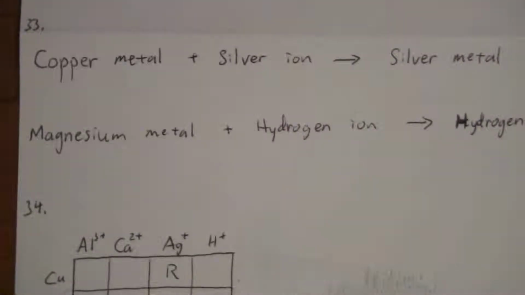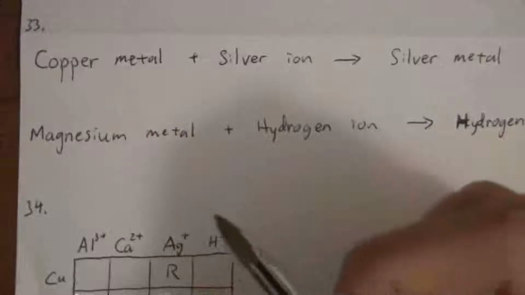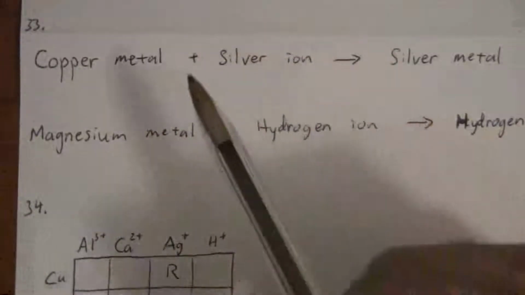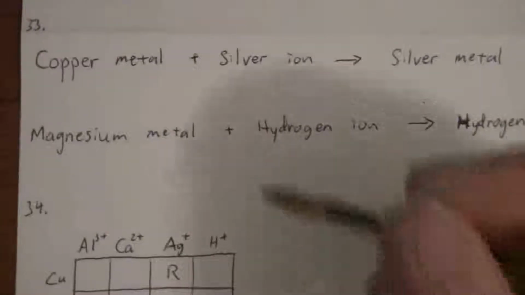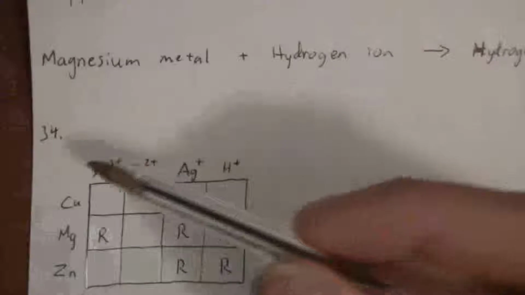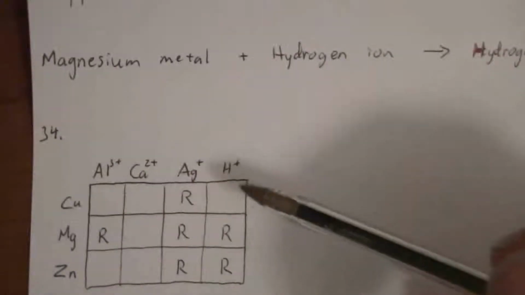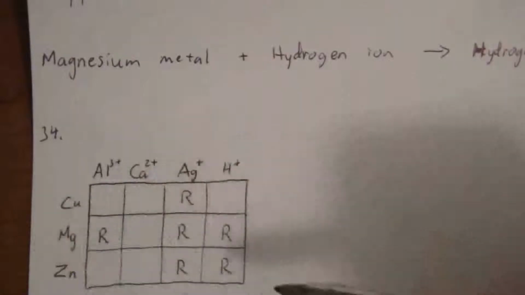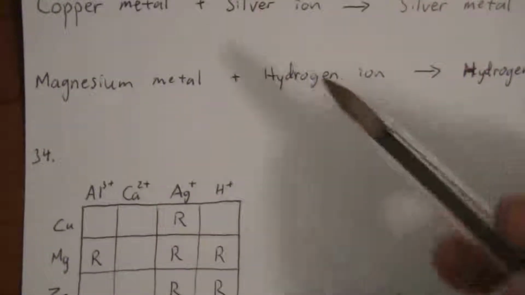And finally, for the last section of this lab, we have the reduction-oxidation reactions. That was where we had this section of 3 metals and 4 ions that we reacted together, and you should have seen that it reacted in something like this way.